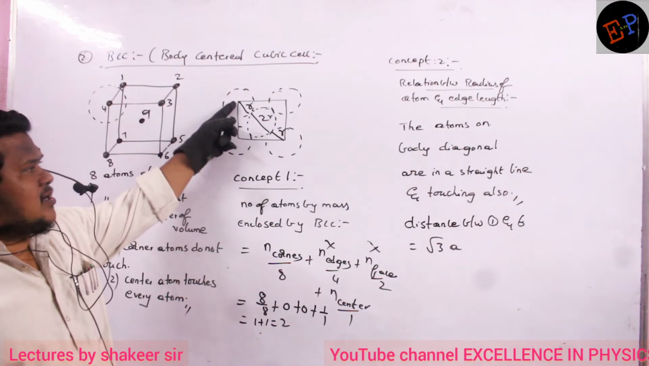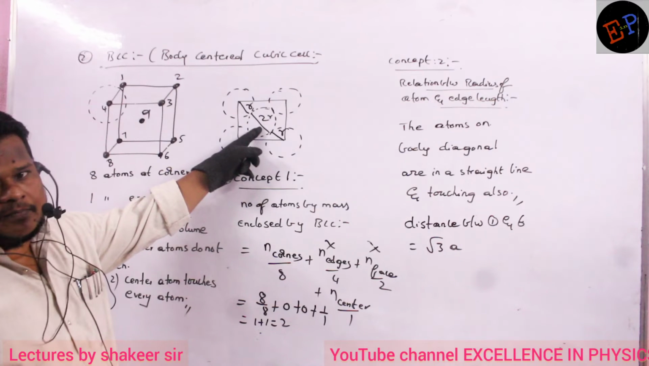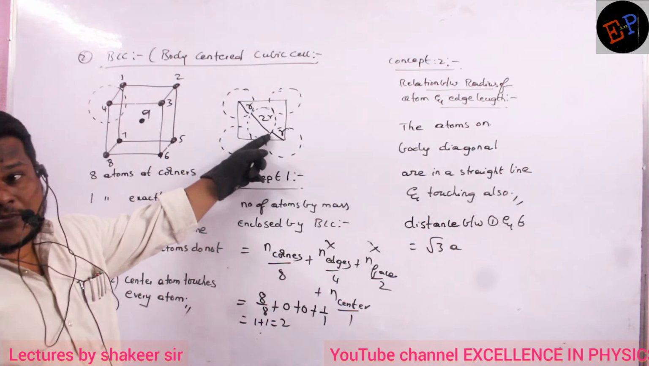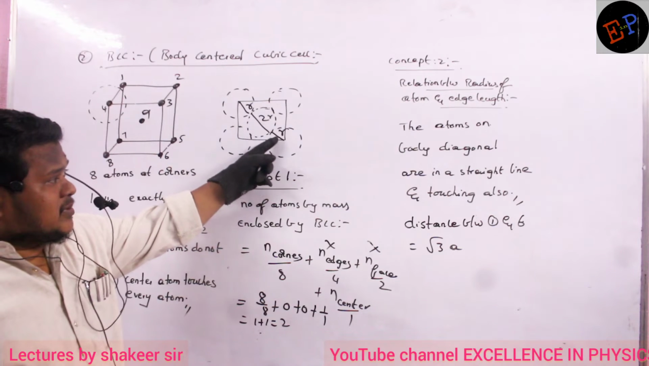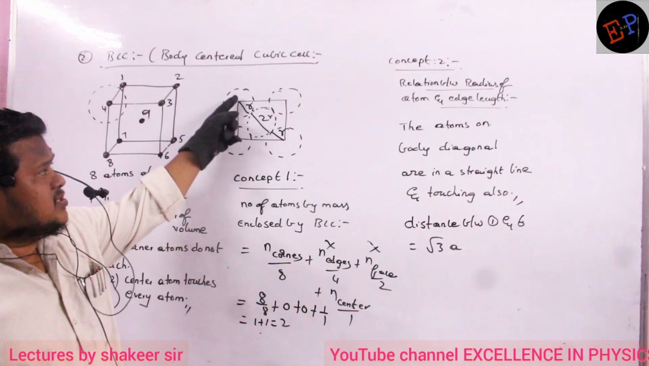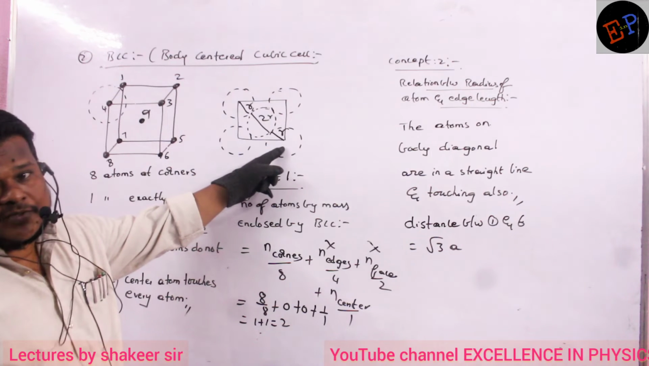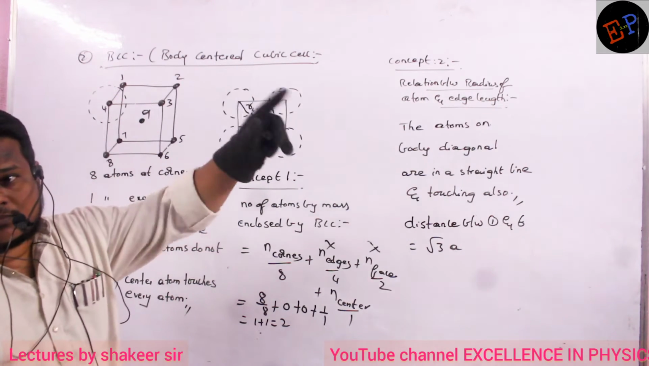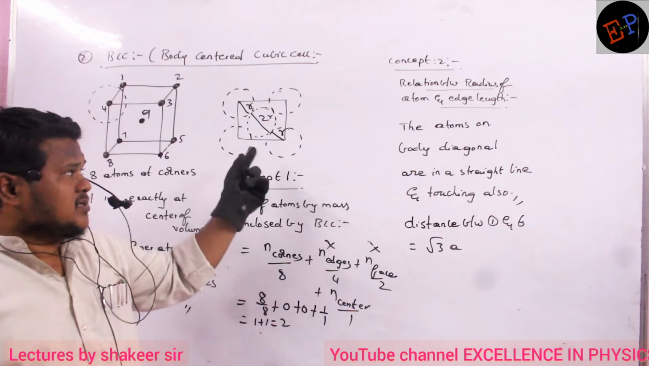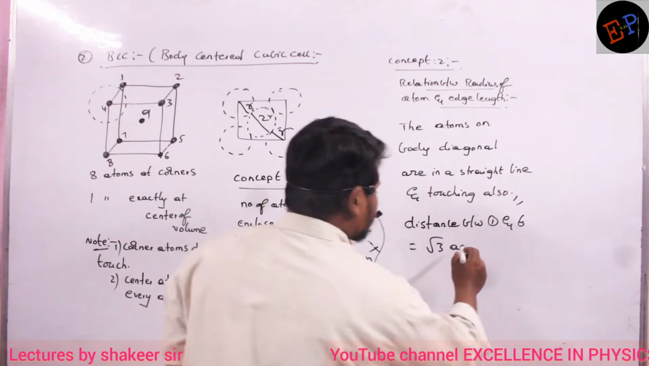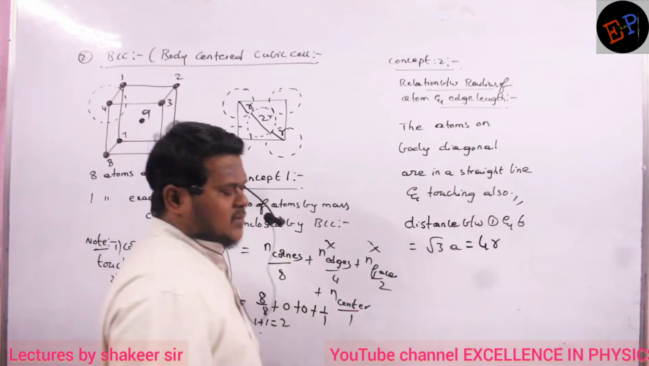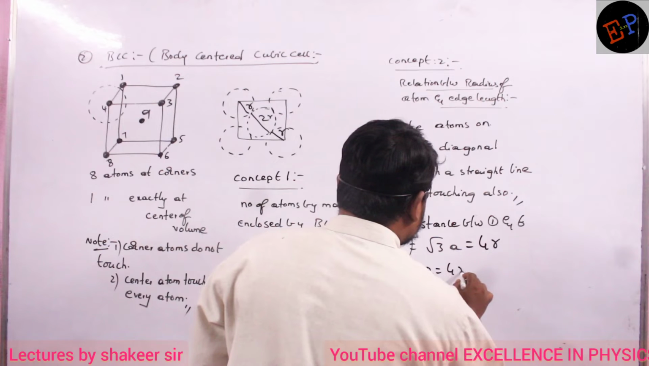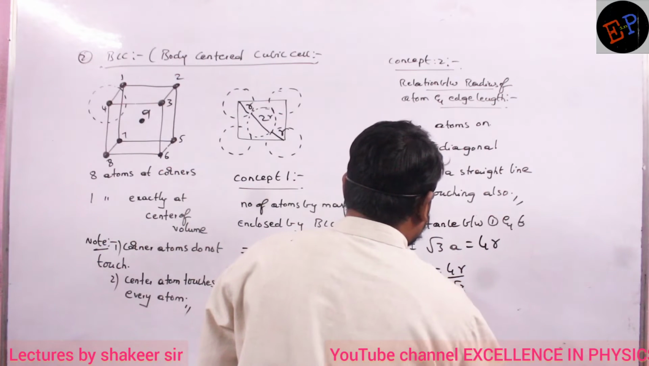So this corner atom is in contact with the middle atom, so that distance is r. The total diameter of the middle atom is 2r, and the other corner atom's radius is again r. So the distance from one corner to the other corner along the body diagonal is exactly 4r. Are you able to understand, ma? Therefore, the value I got is a = 4r divided by root 3.